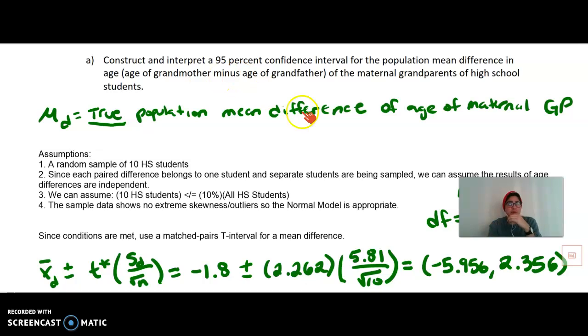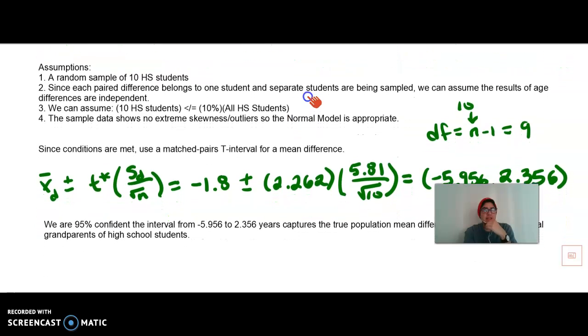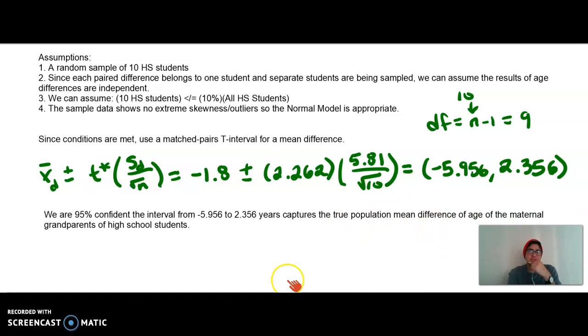Now, we have a few assumptions that we must check. And we see here that we used a random sample of 10 high school students. And since each pair of students belongs to one student and separate students are being sampled, we can assume the results of age differences are independent. And we can assume that the 10 high school students we sampled from is less than or equal to 10% of all high school students. We were not given any other information as to the population of interest, so we're just going to assume it's all high school students. And then we saw that our sample data shows no extreme skewness or outliers. That is one of our 3 criteria, so the normal model is appropriate.